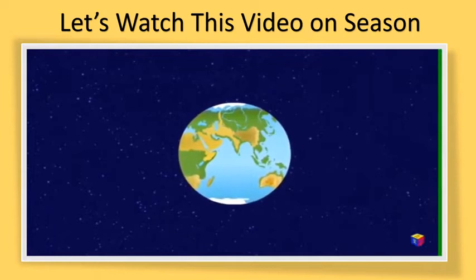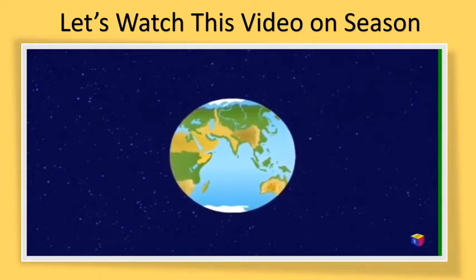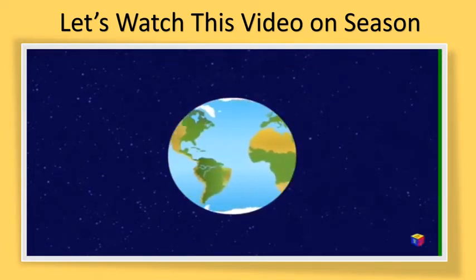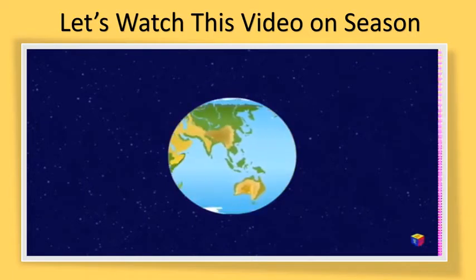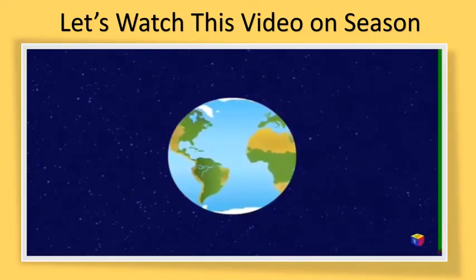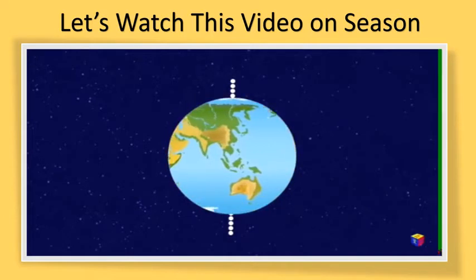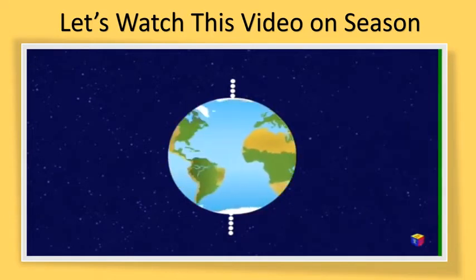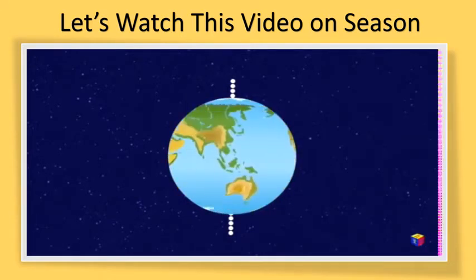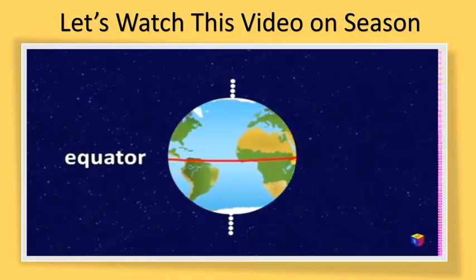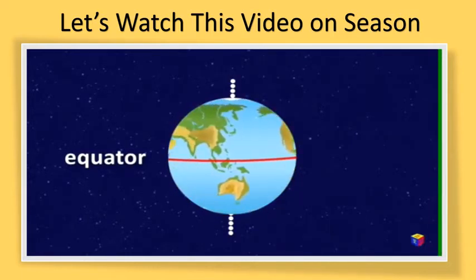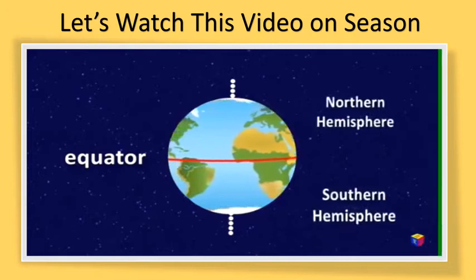We already know that the Earth is the shape of a sphere. It rotates around its axis. The axis is an imaginary line that goes through the North and South poles. The Earth is also surrounded by another imaginary line, the equator. The equator divides the Earth into the northern and southern hemispheres.